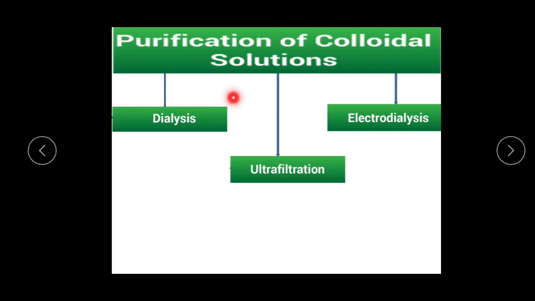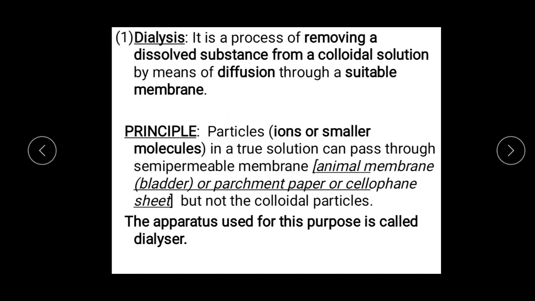There are three main methods: dialysis, electrodialysis and ultrafiltration. Three methods are there. So we start with dialysis. Now what is dialysis? It is the process of removing a dissolved substance from a colloidal solution by diffusion using a suitable membrane. Now, what is the principle of dialysis? Particles of true solution can pass through a semi-permeable membrane but not the colloidal particles. So the principle says that through a semi-permeable membrane, colloidal particles will not pass through.